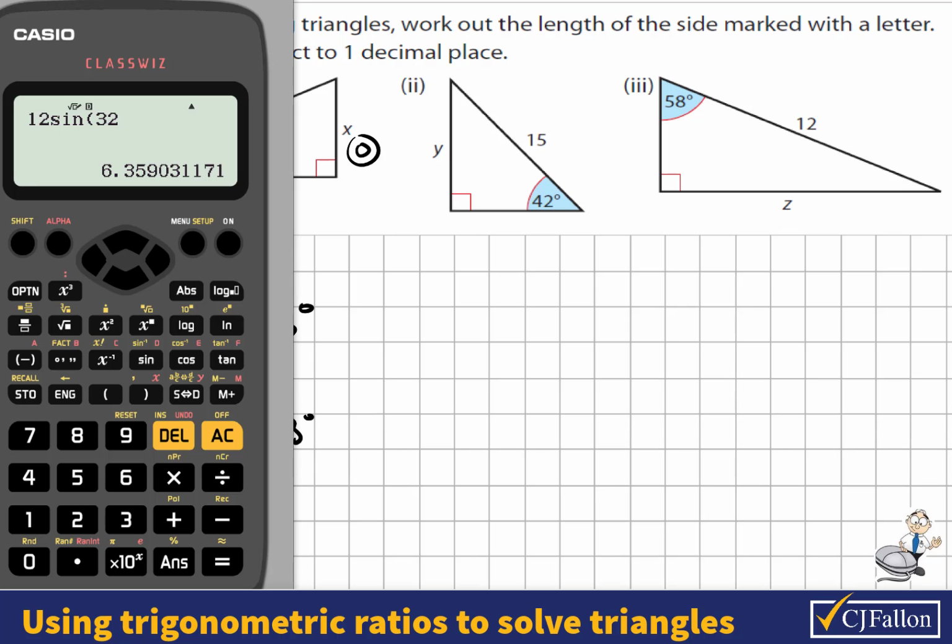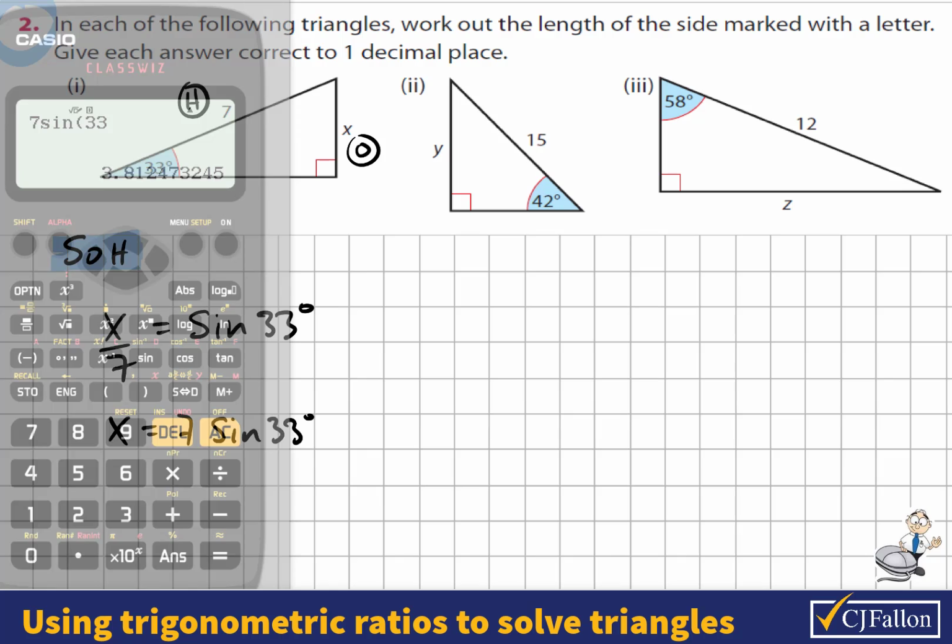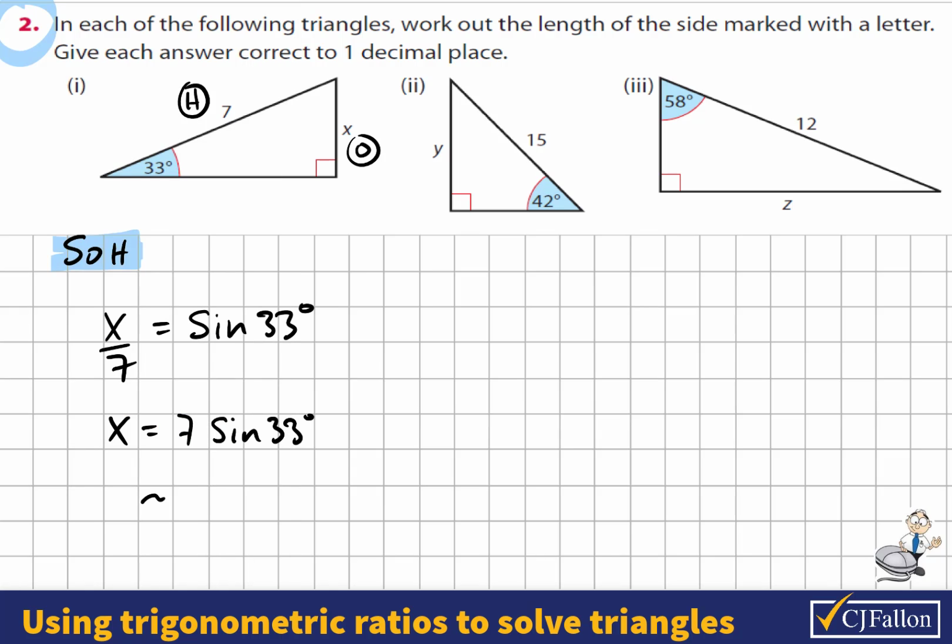I take out my calculator and I write in 7 sine 33 degrees. And it's telling me, it says to one decimal place this time, it's 3.8 to one decimal place. And it doesn't say if it's in centimeters or what units. I'll just have to leave it as 3.8.